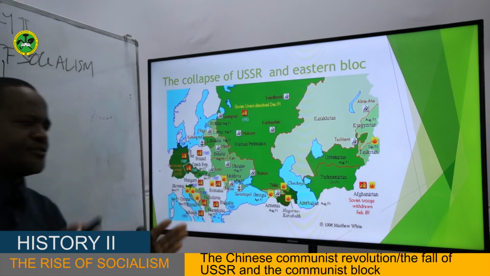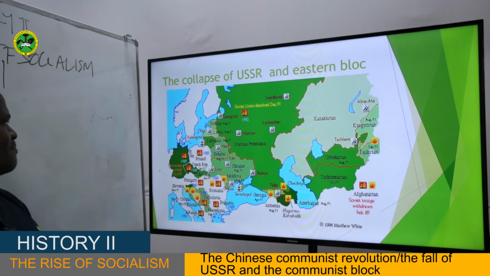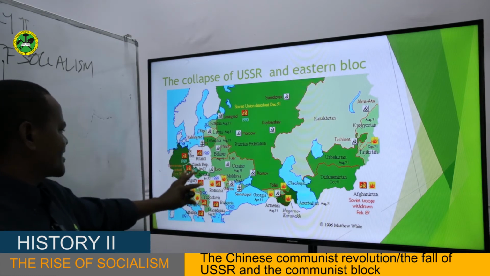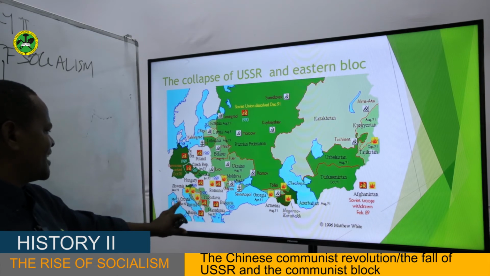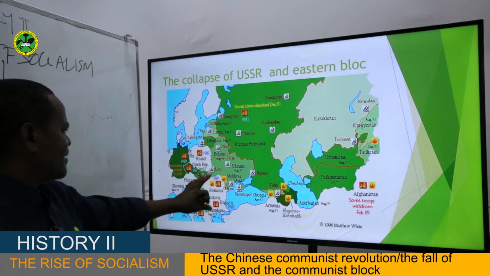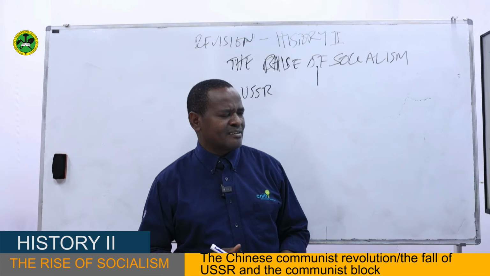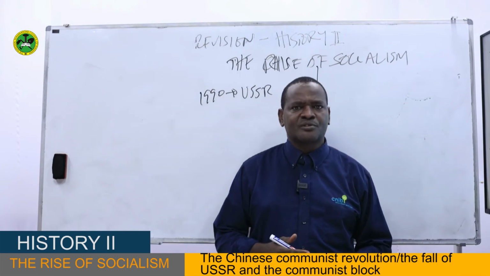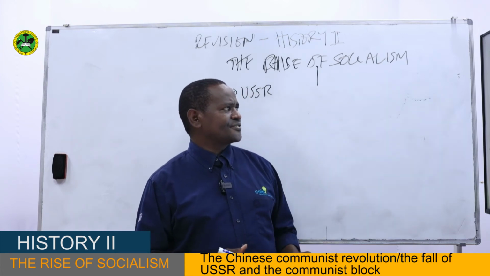So the Soviet Union disintegrated, and not only the Soviet Union, but also the Eastern European countries of Romania, Bulgaria, Macedonia, Albania, Slovenia, Hungary, and so on, Czech Republic. They abandoned socialism, and in fact they became capitalists after holding elections which were won by the liberal political parties and so on. So that is the Soviet Union.